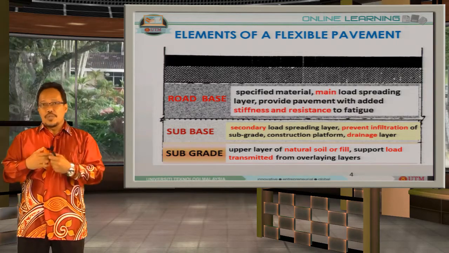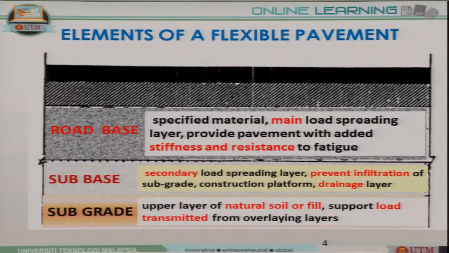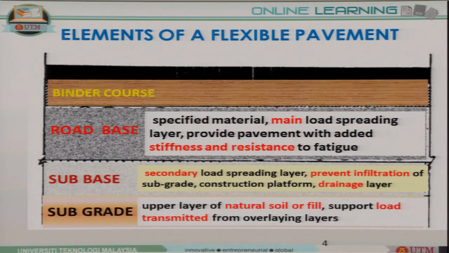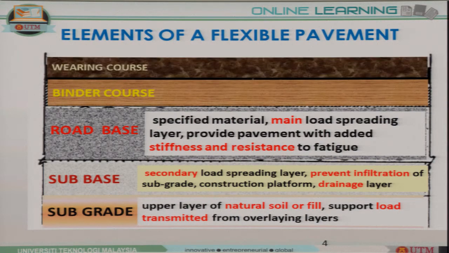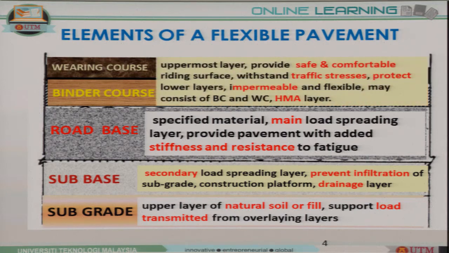Road base should use specific material. It is the main load spreading layer. It will provide the pavement with added stiffness and resistance to fatigue. And then, on top of it, we have surfacing, which consists of binder course and wearing course. These two courses, the surfacing, is the uppermost layer and will provide a safe and comfortable riding surface.